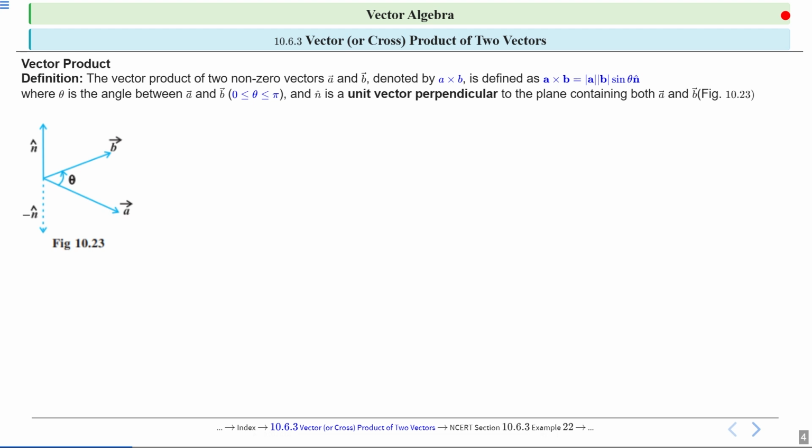Now the angle theta is the angle between the vectors A vector and B vector, you can see in the figure, and it ranges from 0 to pi, right? It ranges from 0 to pi or 0 to 180 degrees, simply you can say. The n cap is a unit vector, which means it has a length of 1 and it points perpendicular to the plane formed by the A vector and B vector, okay?